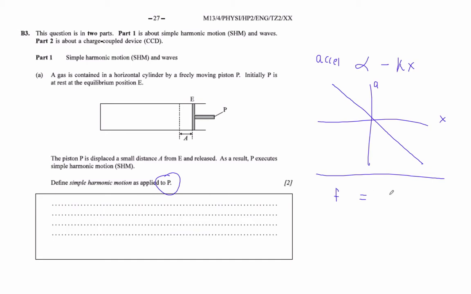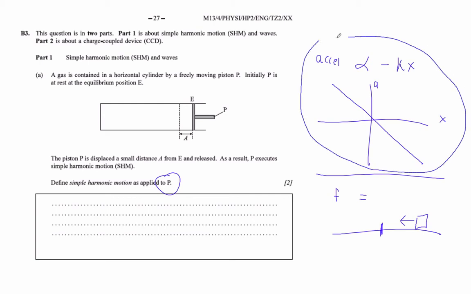I always think of it in terms of a force, right? The force is toward equilibrium. So here's your equilibrium point. The force is always toward equilibrium and proportional to x, which is of course true of the acceleration. All right, hope that helped. Try to determine it or explain it in terms of the acceleration of the object. The acceleration is toward equilibrium and proportional to the distance you are from equilibrium.